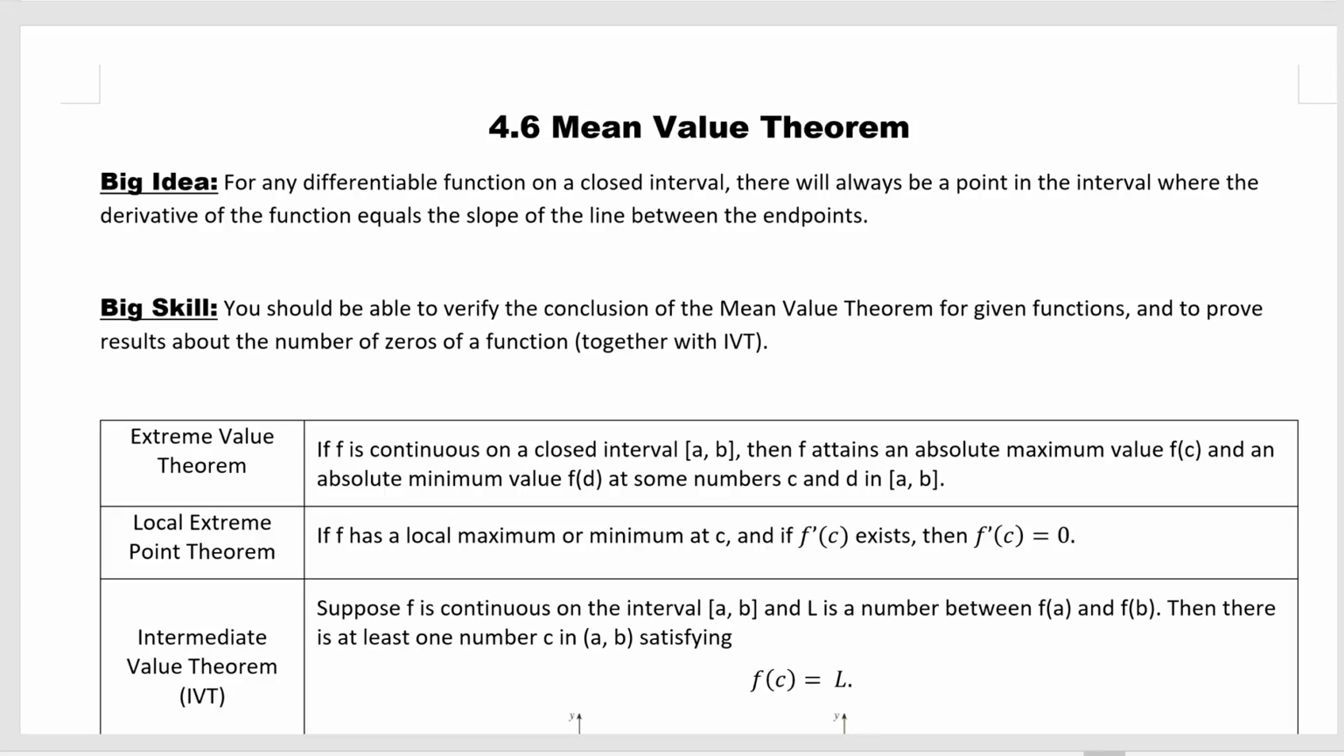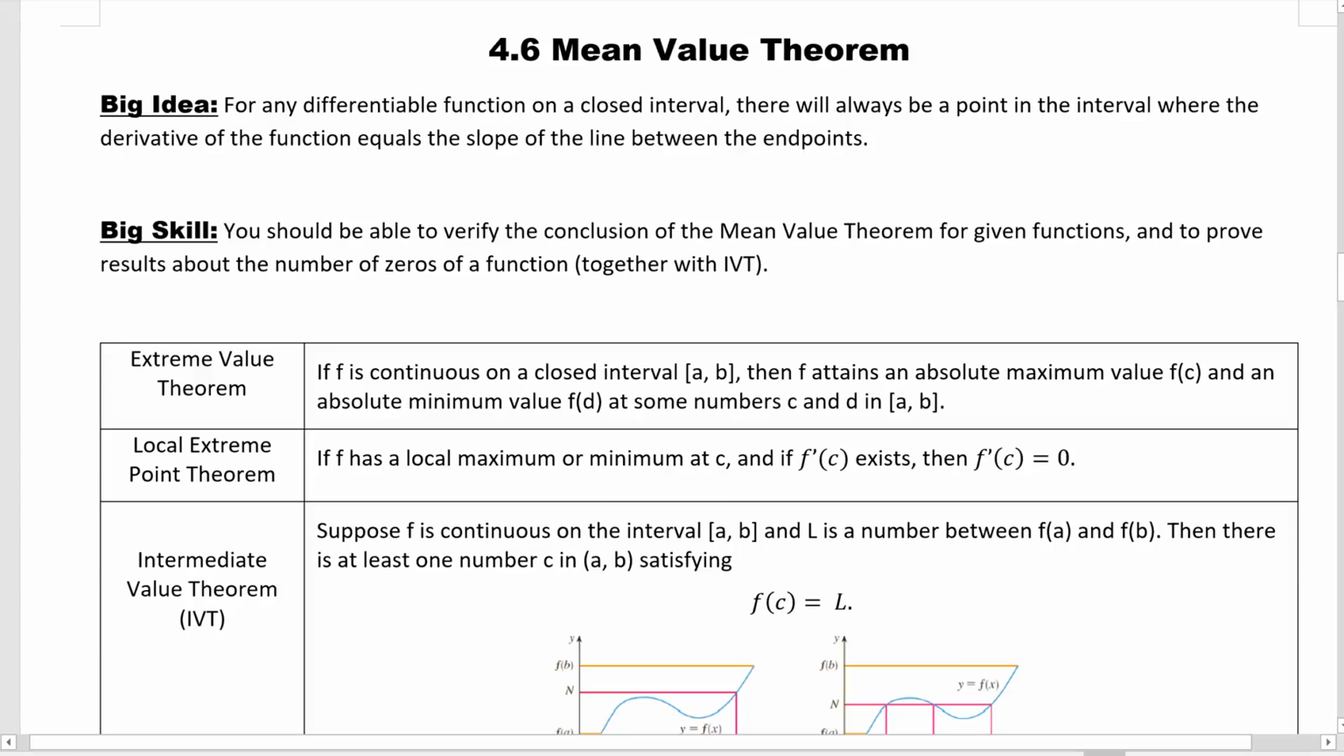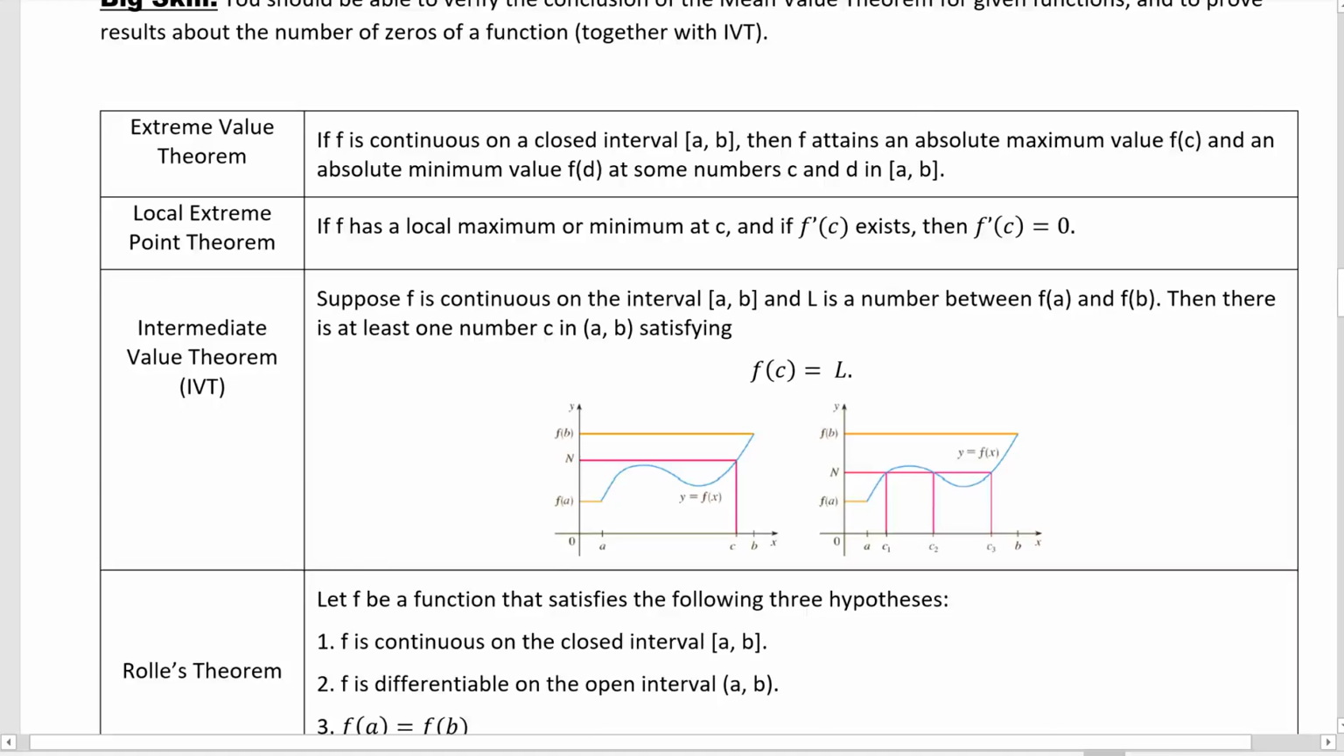Big skills: you should be able to verify the conclusion of the Mean Value Theorem for any given points, and to prove results about the number of zeros of a function together with the Intermediate Value Theorem. We learned the Intermediate Value Theorem in Section 2.6. Today, we're going to combine the Intermediate Value Theorem and the Mean Value Theorem to talk about the number of zeros of a function.